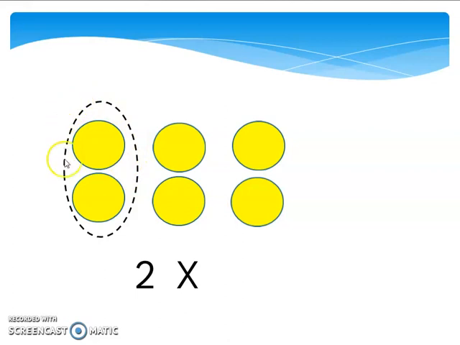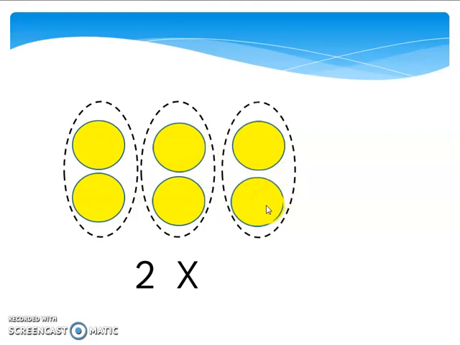As you can see, I have drawn a circle around these two yellow circles. The same I will do with the next two circles, and I'll make another set. Moving on with the last set. There you go. Now we can count how many sets we have.